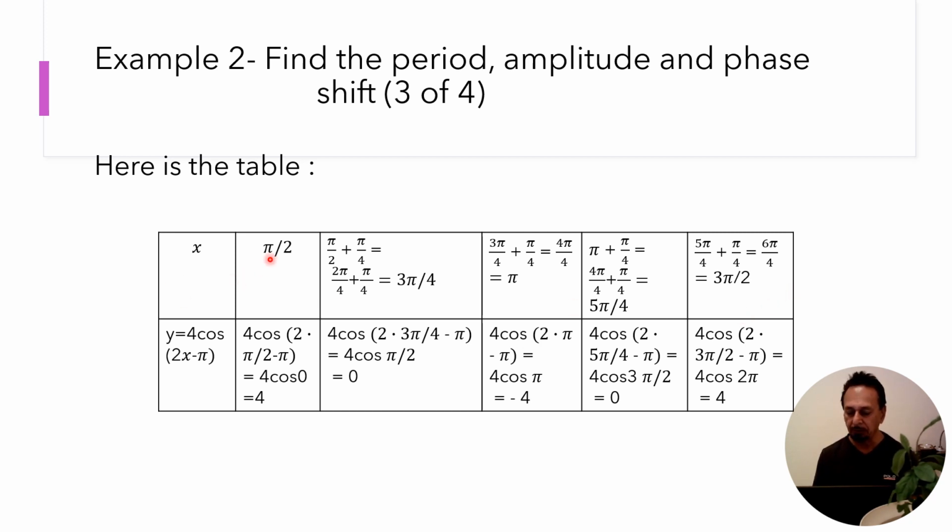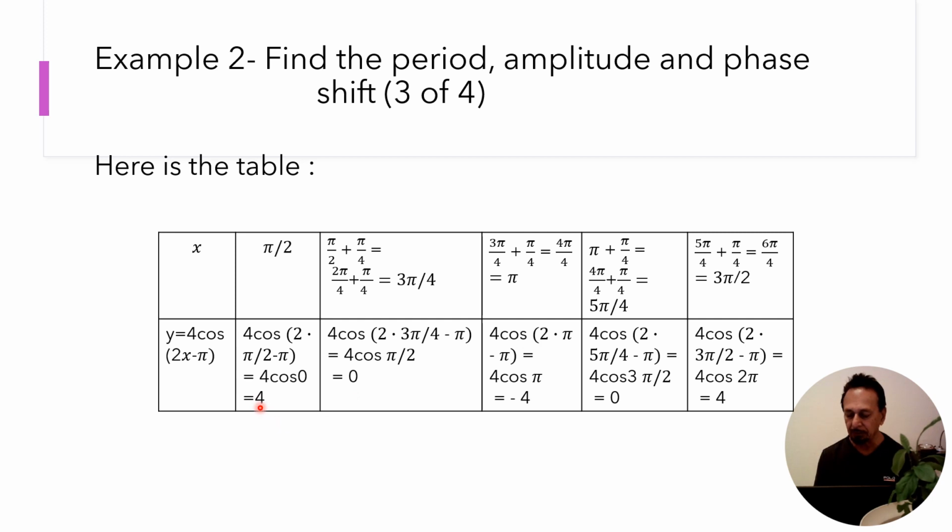So now we substitute these values, x equal to pi over 2 in y equal to 4 cosine of 2x minus pi. So it becomes 4 times cosine of 2 times pi over 2 minus pi. The 2 cancels, you get pi minus pi, 0, so cosine 0 is 1. So it'd be 4. And then we substitute 3 pi over 4 for x. It becomes 4 times cosine of 2 times 3 pi over 4 minus pi. So let's simplify to pi over 2. If you subtract these two, cosine of pi over 2 is 0.